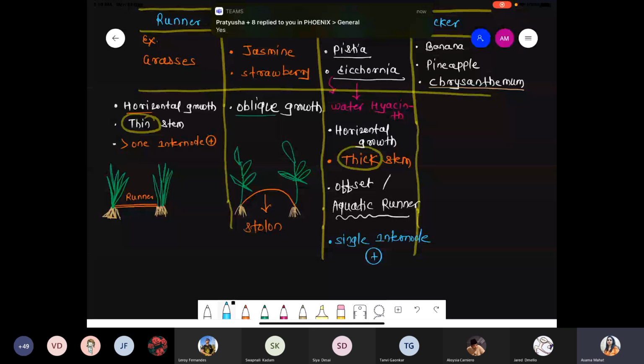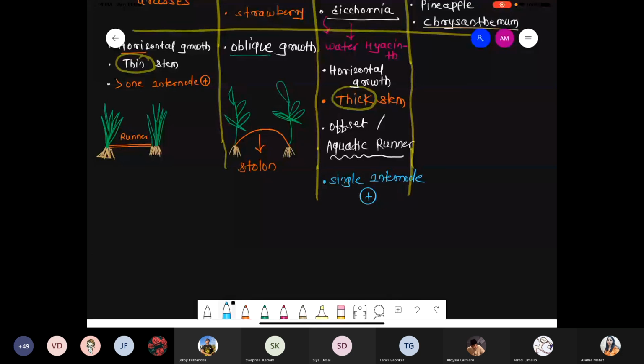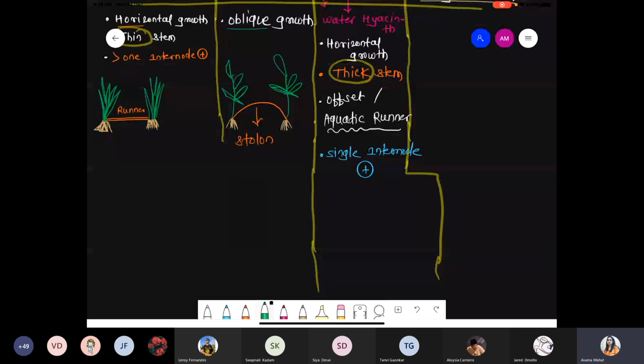Quickly complete the writing part, and at the bottom I will draw the diagram for the same. So we are talking about the aquatic condition. Suppose these are the roots. Leafy structures are present.